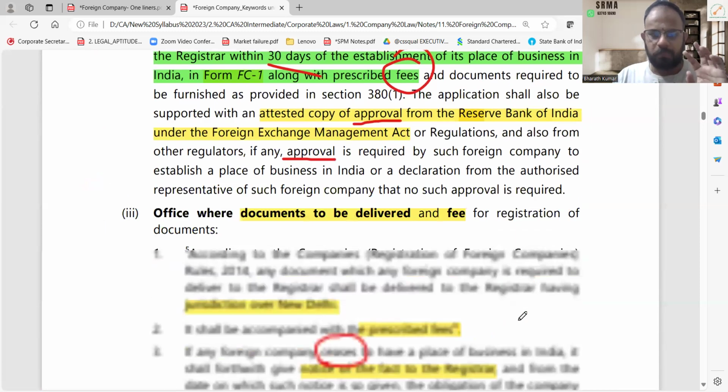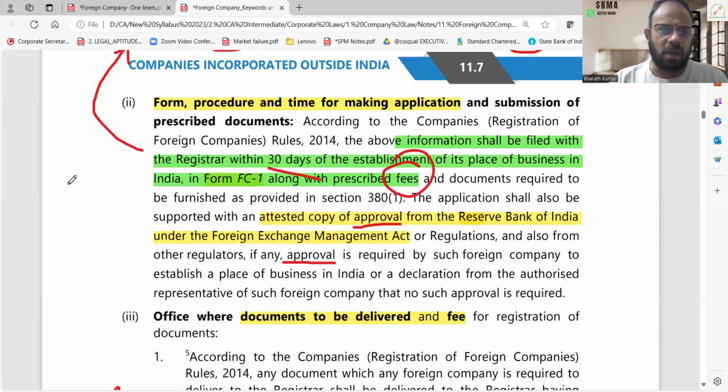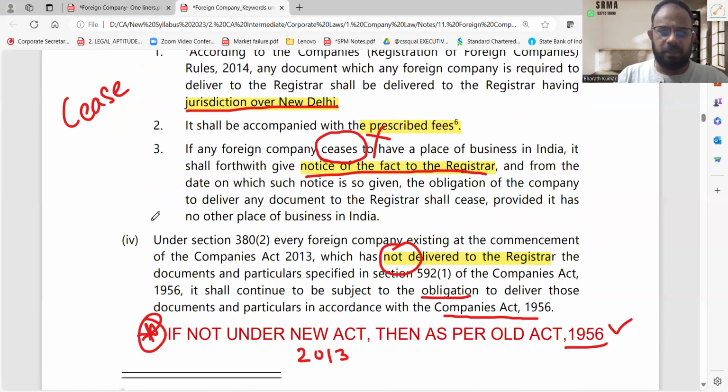Point number 2. Point number 3. If you are ceasing to have a place of business, tell that there is no other place of business in India, with a prescribed fees. Tell that also. Third, that means here we are going to talk about ceasing. Second point is the manner of applying with the form FC1. 2 is done, 3 is done.